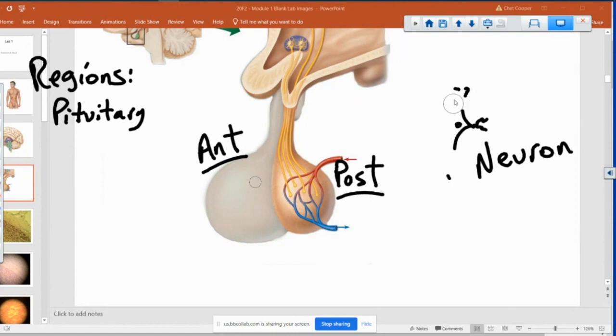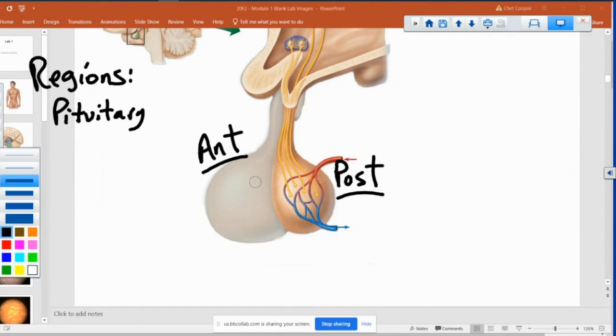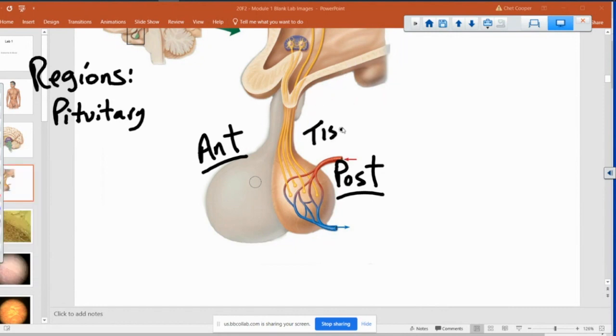It is an oddball because it is made, you already know it's neurons. So what if I asked you what kind of tissue? I'm fine with that. It's nervous tissue. The posterior pituitary is nervous tissue. And that's why we have this great picture that shows the neurons. But that's the rule breaker.